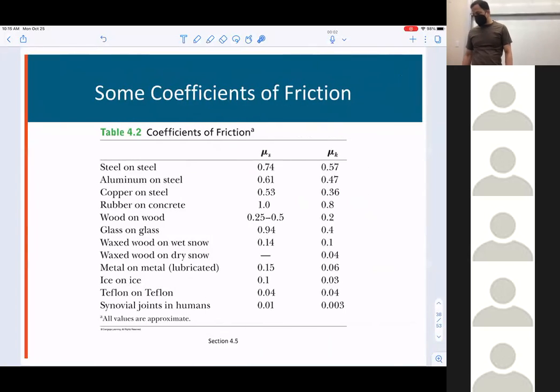And so now you can see here that there's a table for frictional forces between different types of surfaces. So steel on steel, the coefficient of static friction is 0.74, kinetic friction is 0.57. If I look at something like ice on ice, the coefficient of static friction is much less, 0.1, and the coefficient of kinetic friction is even less, 0.03. Any questions on that?